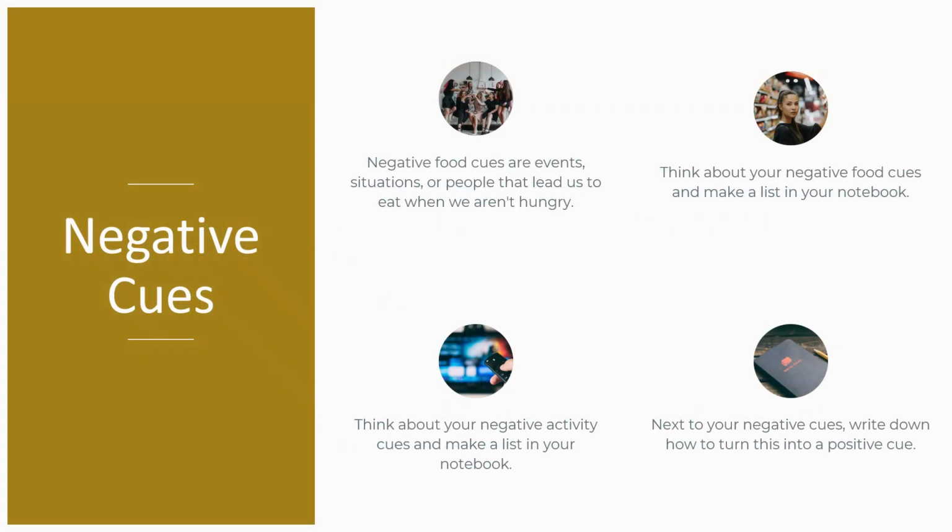Negative food cues are events, situations, or people that lead us to eat when we aren't hungry. Think about your negative food cues and make a list in your notebook. Think about your negative activity cues and make a list in your notebook. Next to your negative cues, write down how to turn this into a positive cue.